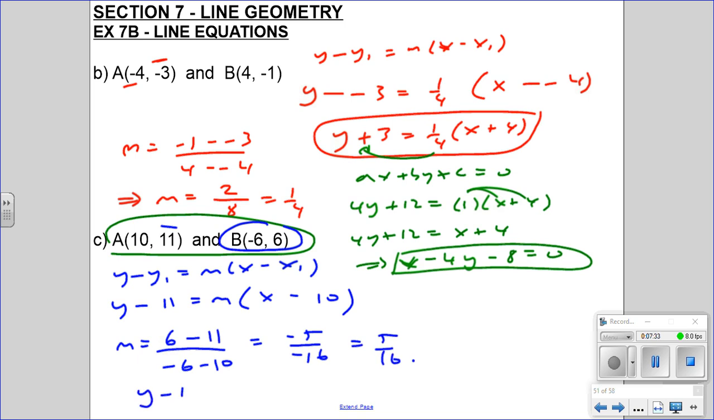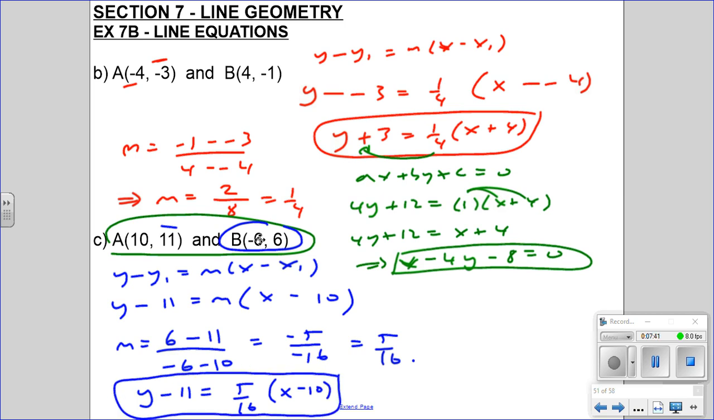So your line is y minus 11 equals 5 over 16 times (x minus 10). And if they don't ask you to write it in any form, that is a perfectly acceptable answer.